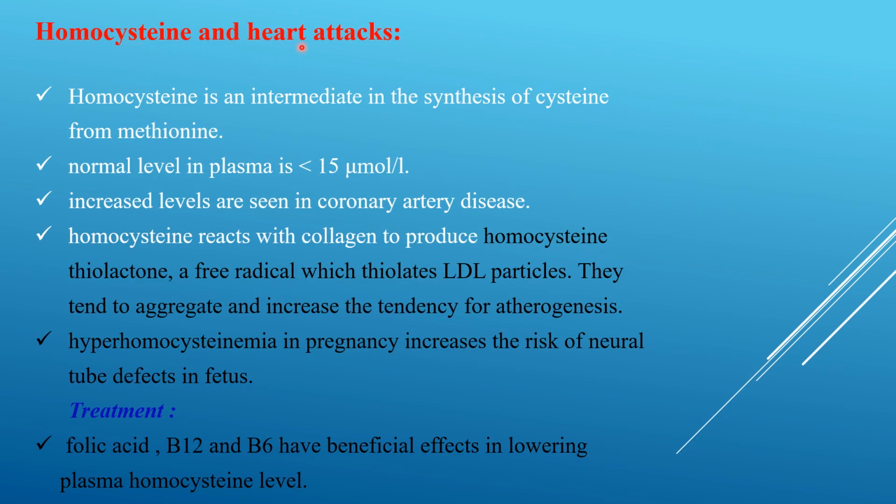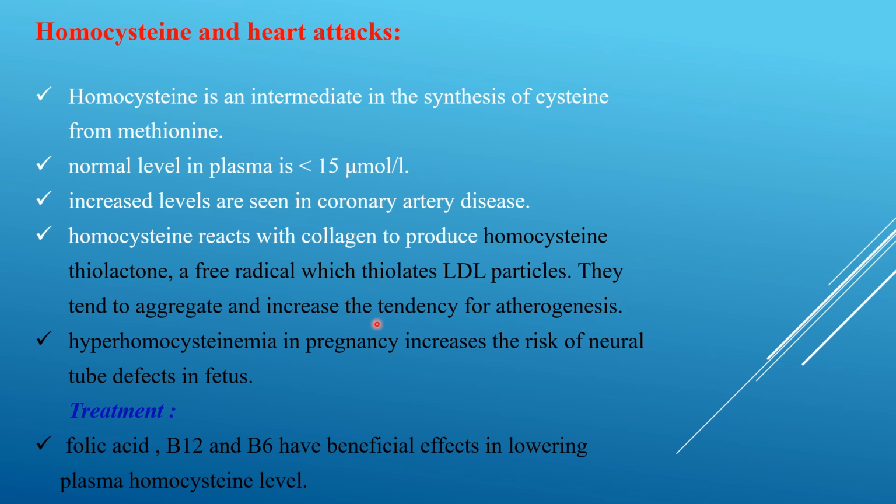Then homocysteine and heart attack. Homocysteine is an intermediate in the synthesis of cysteine from methionine. Its normal level in the plasma is less than 15 micromoles per liter. Increased levels are seen in coronary artery disease. Homocysteine reacts with collagen to produce homocysteine thiolactone, a free radical which thiolates the LDL particles. So they tend to aggregate and increase the tendency of atherogenesis.